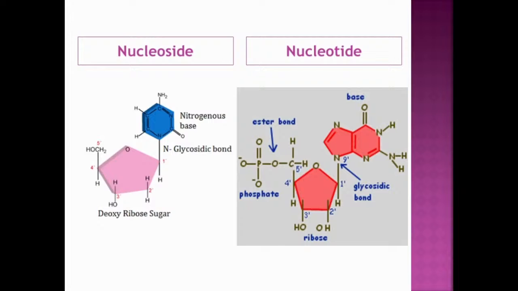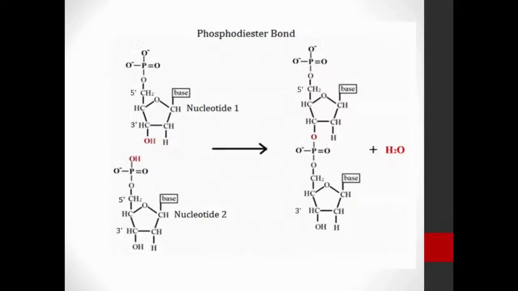So this is the structure of a nucleotide, and the combination of a pentose sugar and a nitrogenous base is the nucleoside. So this is the difference between these two units. We will now understand the formation of a phosphodiester bond between two nucleotides with the help of this diagram.